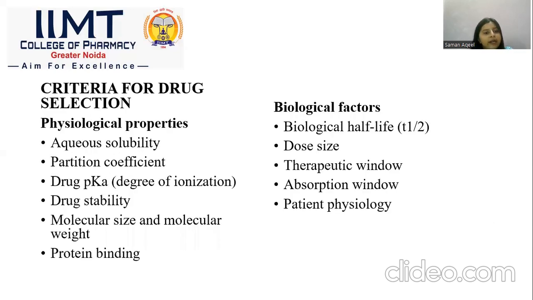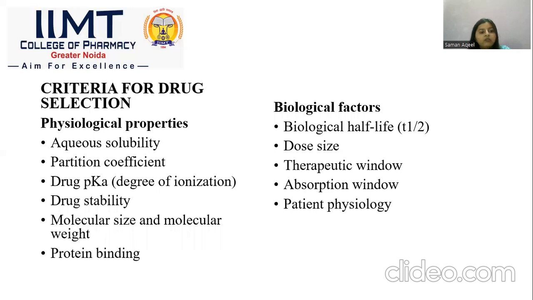Now, this is the criteria for selection of drug. Some physicochemical properties, physiological properties, or biological factors, these all are associated with the drug selection. And there are some physiological properties of the drug that need to be considered. First is the aqueous solubility of the drug. It is very important whether the drug is soluble in aqueous media or not.